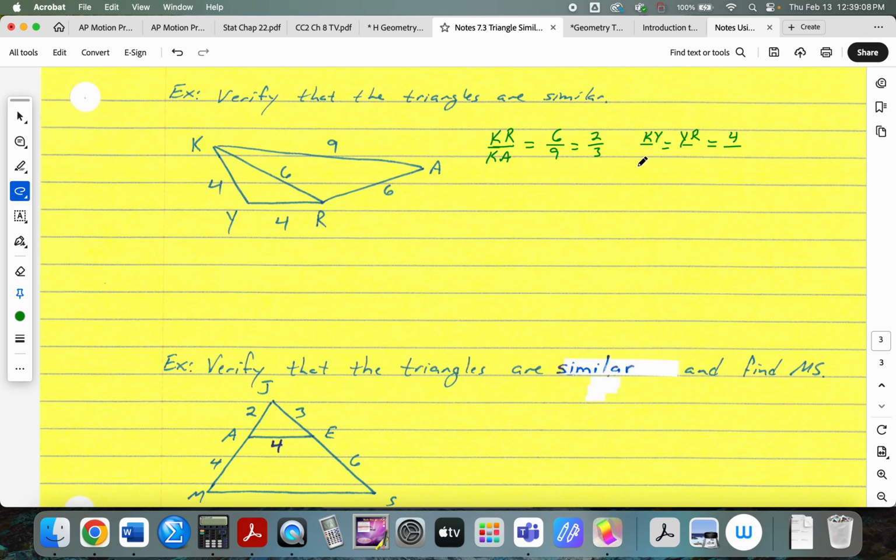So then here, this is KR and RA. That's 4 to 6, which reduces to 2/3. So all of these are equal. I'm going to add an equal sign in between those two to show all of those are equal. So this is side, side, side similarity.